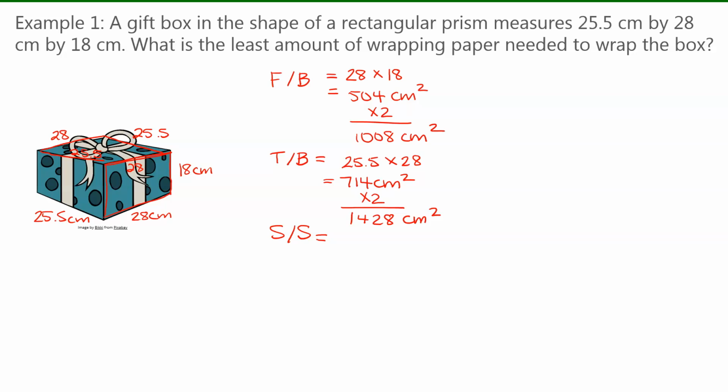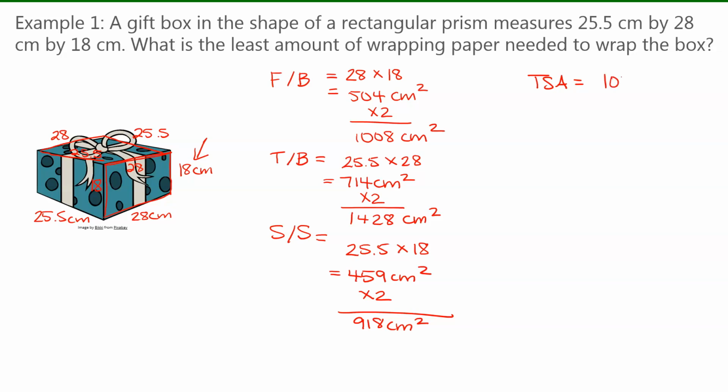So the sides, this side right here is 18, which means this is also 18. So to find the area of the side, I do length times width, so 25.5 times 18, and I get 459 centimeters squared. So I have two of those as well, so multiply it by 2, and I get 918 centimeters squared. So once I have those numbers, I then calculate the total surface area by adding those numbers together.